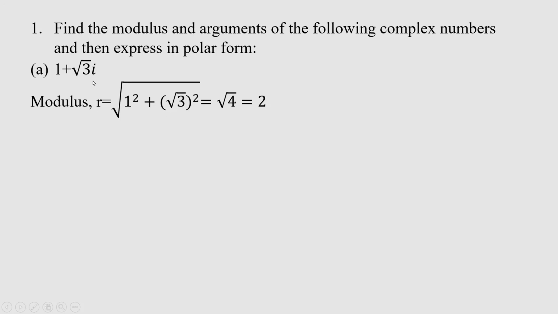So the modulus of the complex number is 2. And argument theta is equal to tan inverse y by x, that is tan inverse root 3 by 1, that means tan inverse root 3, which is 60 degrees. Therefore we get modulus is 2 and argument is 60 degrees, that means pi by 3 in radian form.